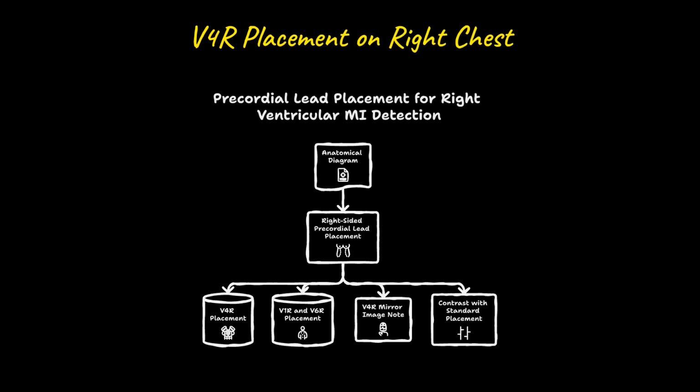V4R is placed at the 5th intercostal space along the right midclavicular line, the exact mirror image of standard V4, but on the right side of the chest. The remaining right-sided leads fan out symmetrically across the right chest wall.